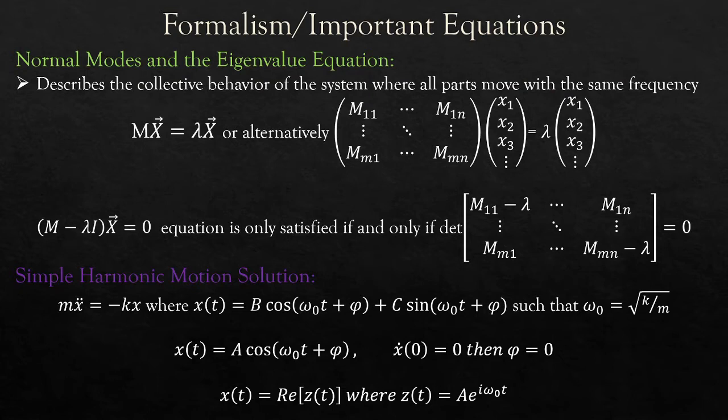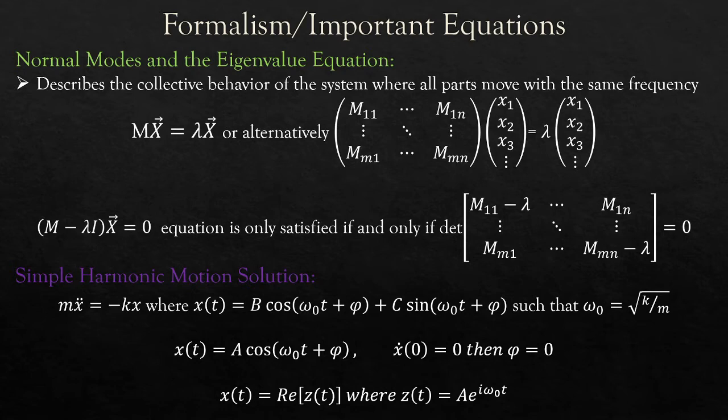So, some important equations include the eigenvalue equation, which is related to the normal modes, and these describe the collective behavior of the system where all parts move with the same frequency, as seen in the previous slide. This equation states that if some vector being transformed by a matrix is equal to the same vector being multiplied by a constant, we can find this constant, known as the eigenvalue, by taking this determinant and setting it equal to 0. We will also ignore trivial solutions where the vector is 0.